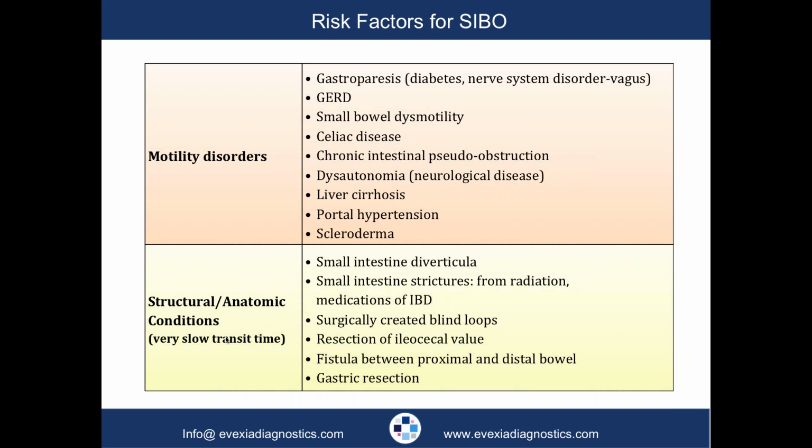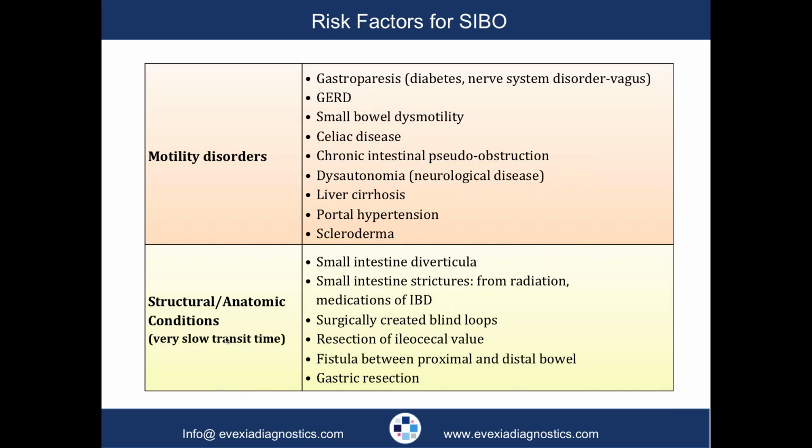Of course, liver problems and scleroderma is another one. All those will cause motility disorders. The food is not moving through the bowel properly, and not having regular bowel movements creates this perfect storm of risk factors for SIBO. Next on the list here is the structural and anatomic conditions.